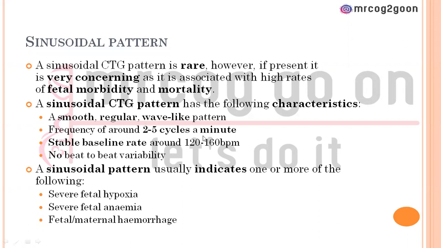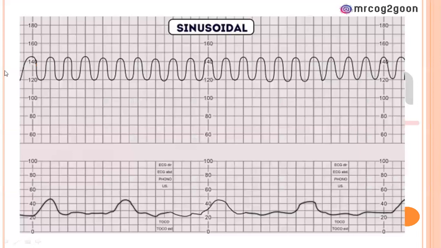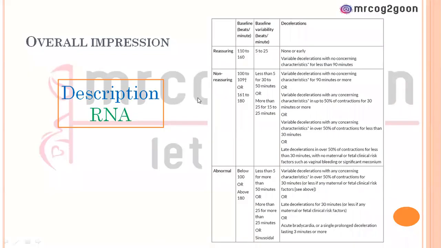Frequency 2 to 5 cycles per minute. The stable baseline rate around 120 to 160, no beat to beat variability. It resembles a sawtooth appearance. Yeah, it's going in waves, waves, waves with no beat to beat variability.